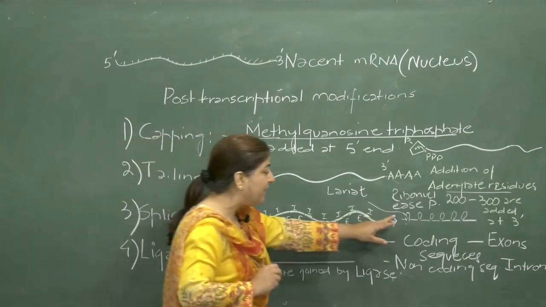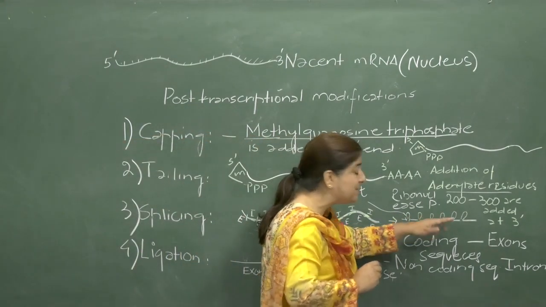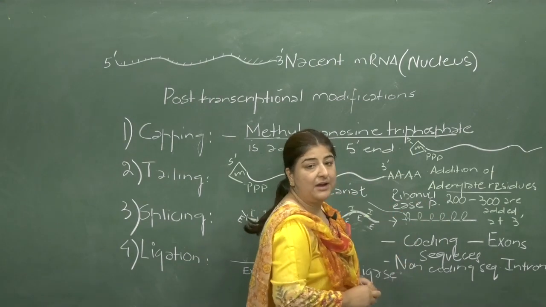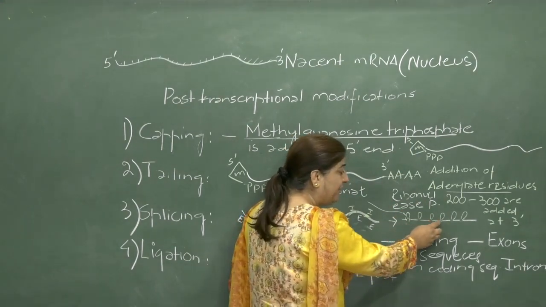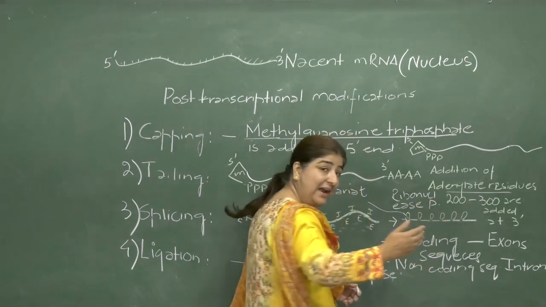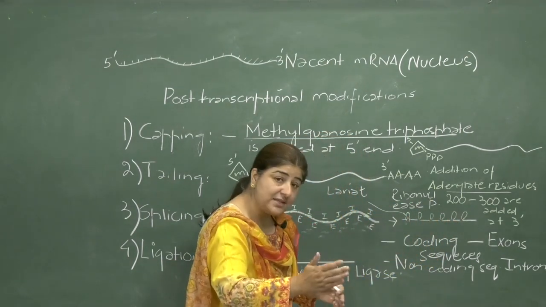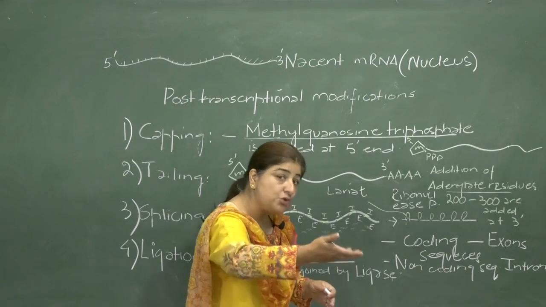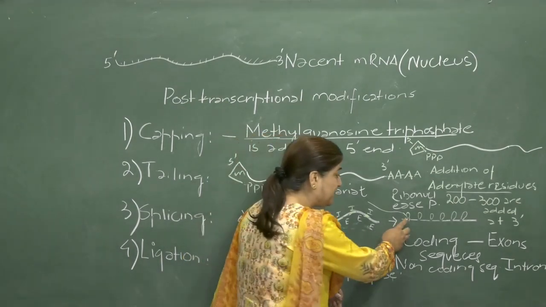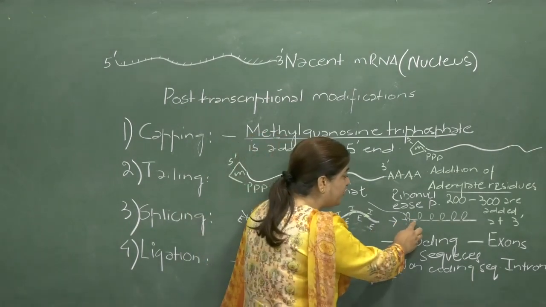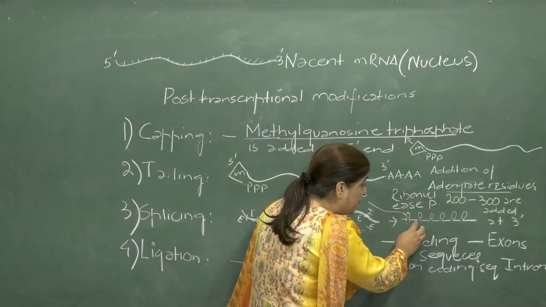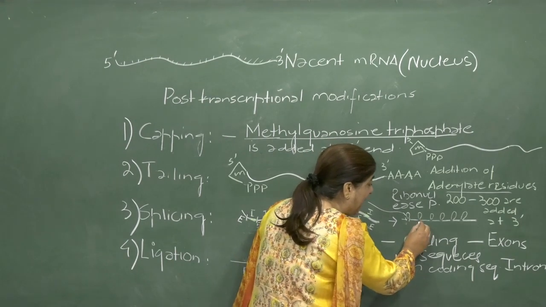Now once these spliceosomes are removed by ribonuclease P, you can find certain regions where the spliceosomes have been removed. These regions need to be joined again. So this is an intron, this is an intron, this is an intron. Now in between two introns there is a gap.